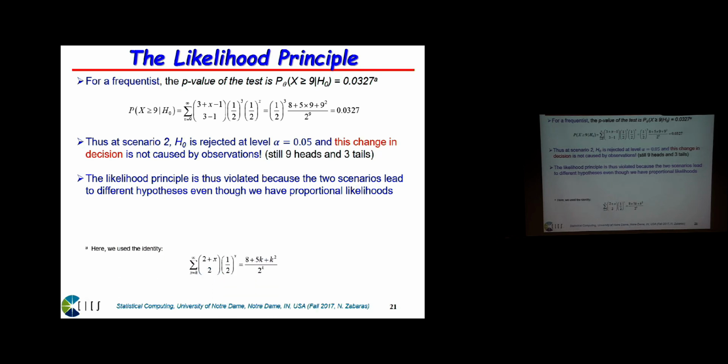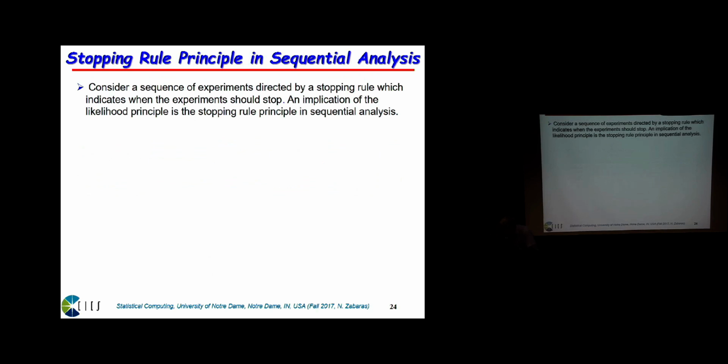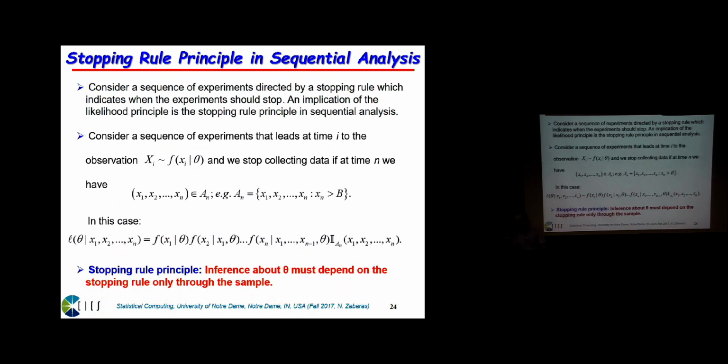All right, we're at slide 21. Let's see, we're going to have to jump to slide 24. I'm only going to mention the bottom because we don't really have the luxury to philosophize. So you notice in the previous example that I demonstrated with the coin flipping, we decided when to stop the experiment. In one case, if we flip the coin 12 times, in the other, if we get 3 tails. So the stopping rule principle says inference about the parameter theta must depend on the stopping rule only through the sample.